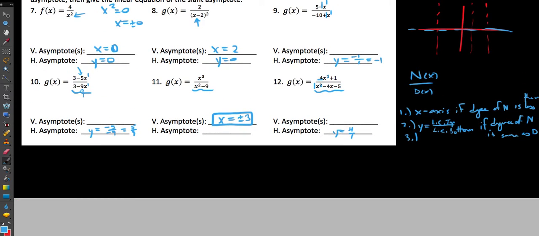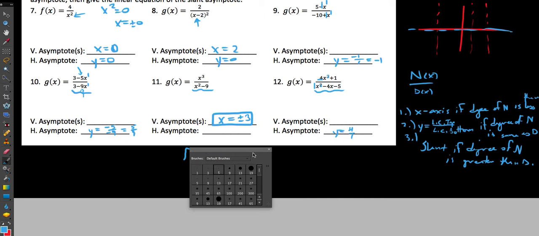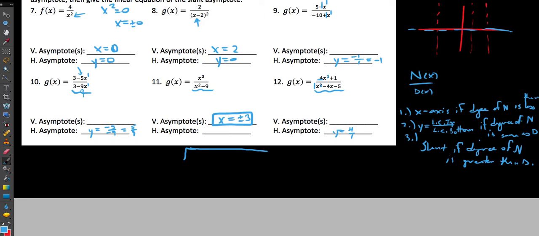So number 3 is going to be a slant asymptote, if the degree of the numerator is greater than that of d. So looking at number 11 here, it's third degree on top, second degree on bottom. What we essentially do then is we'll just long divide, and what we're looking for is the quotient. That's going to represent our slant asymptote equation.